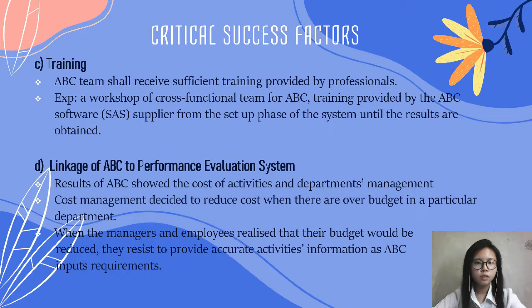The next factor is about the linkage of ABC to the performance evaluation system. The result of ABC shows the cost of activities and department management. Therefore, the cost management decides to reduce costs when they are over budget in a particular department. When the managers and employees in that department realize that their budget would be reduced, there is an incentive to provide accurate activities information as the ABC input requirements.